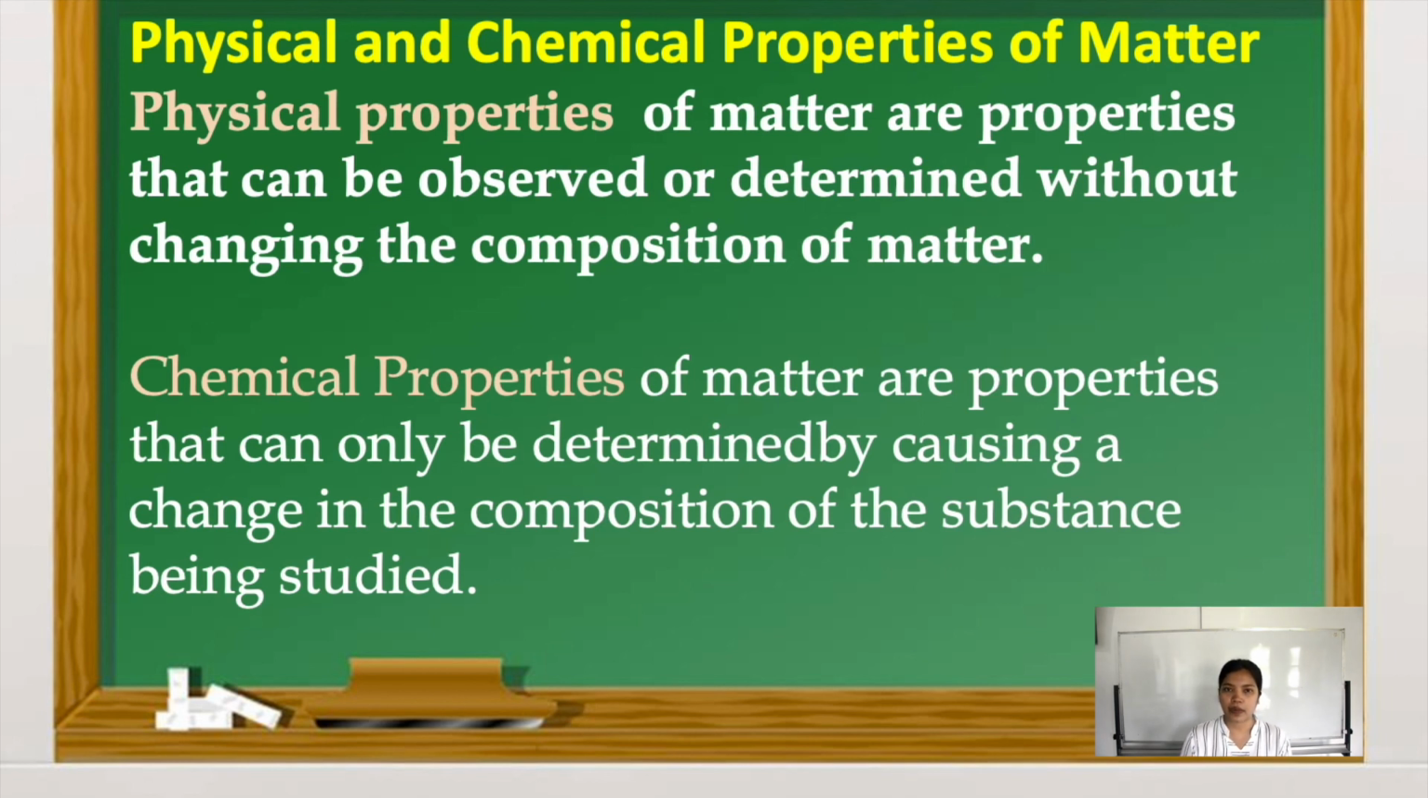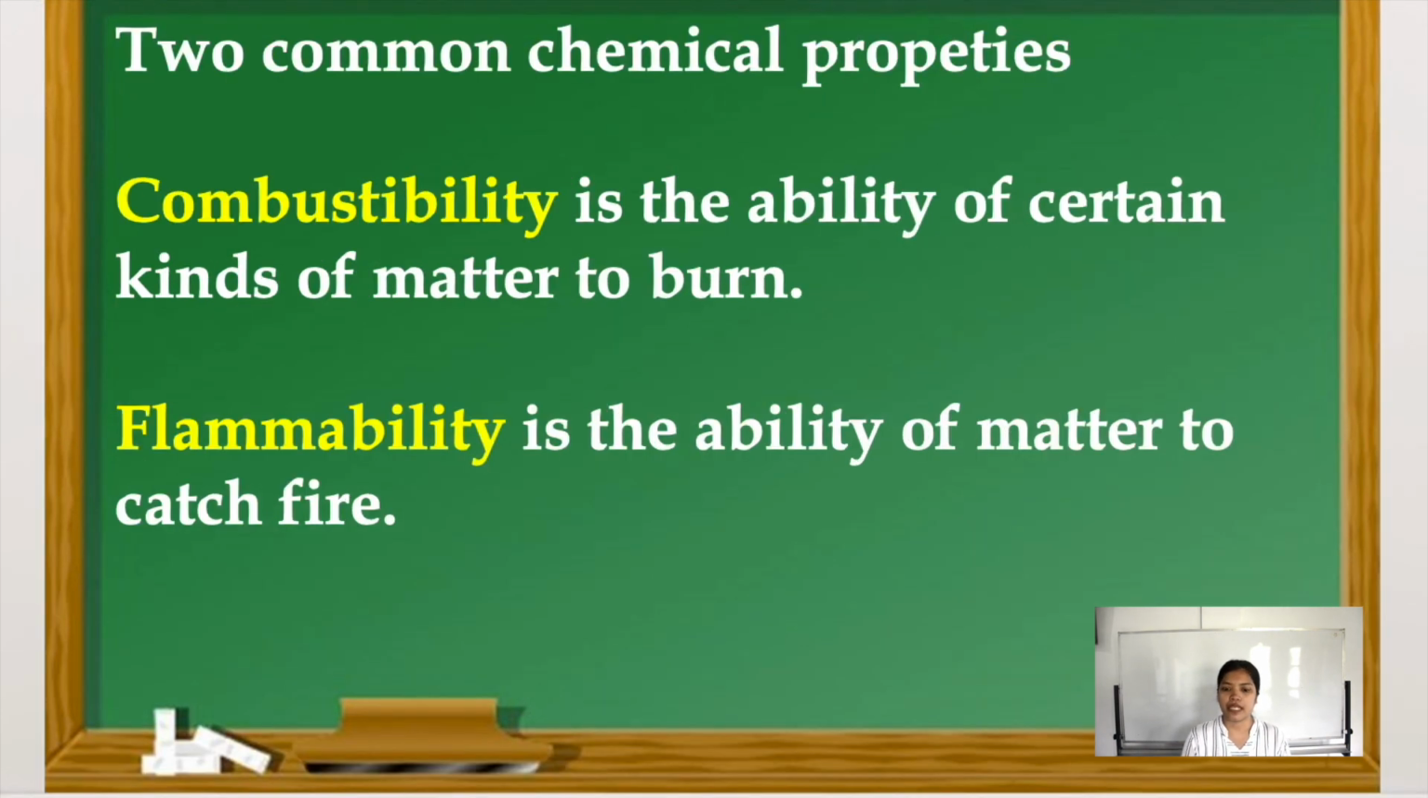Next is chemical properties. These are the properties determined by causing a change in the composition of the substance. Example, when you burn a paper, you cannot turn it back into its original form. So there are two common chemical properties. First one is combustibility, the ability of certain kinds of matter to burn, and flammability is the ability of matter to catch fire. So an example of this is paper. Paper is both combustible and flammable.